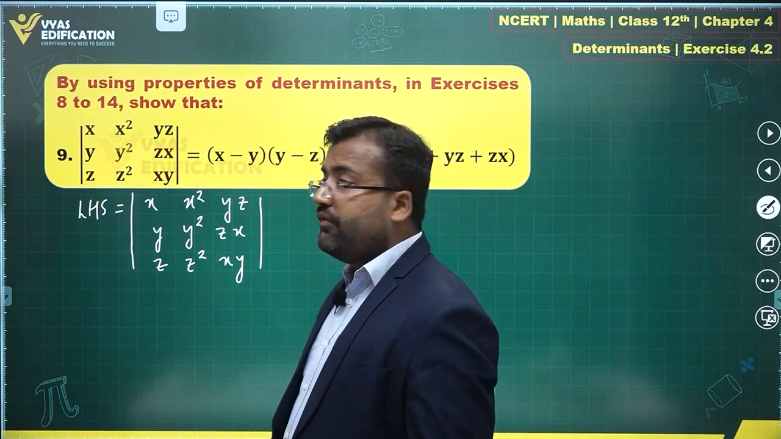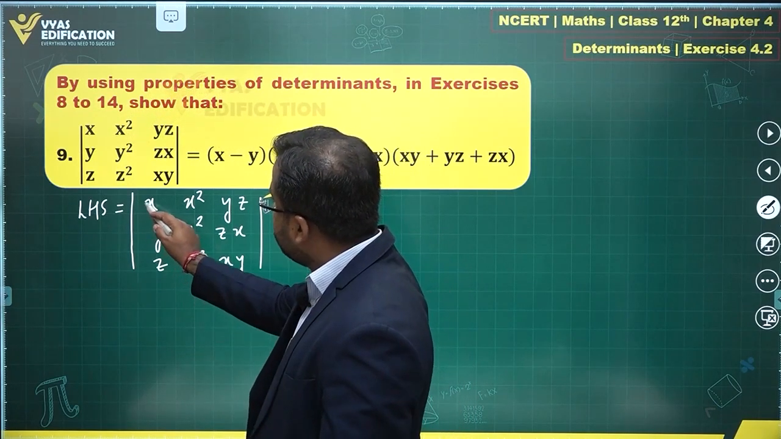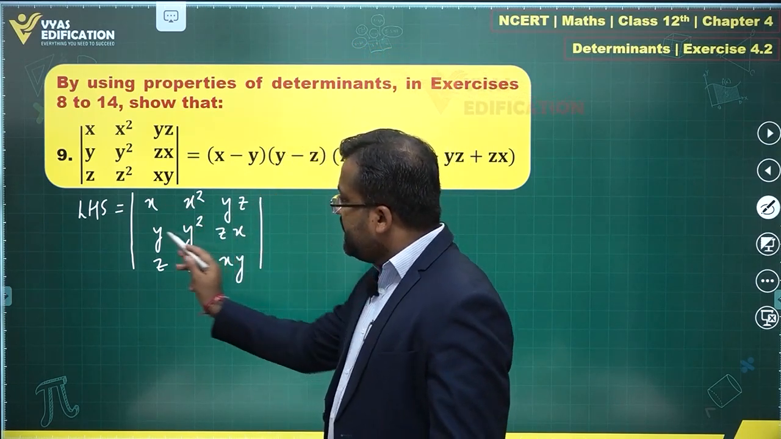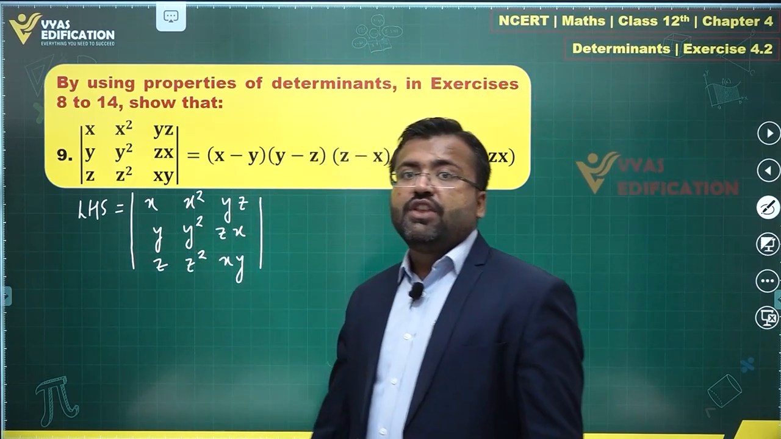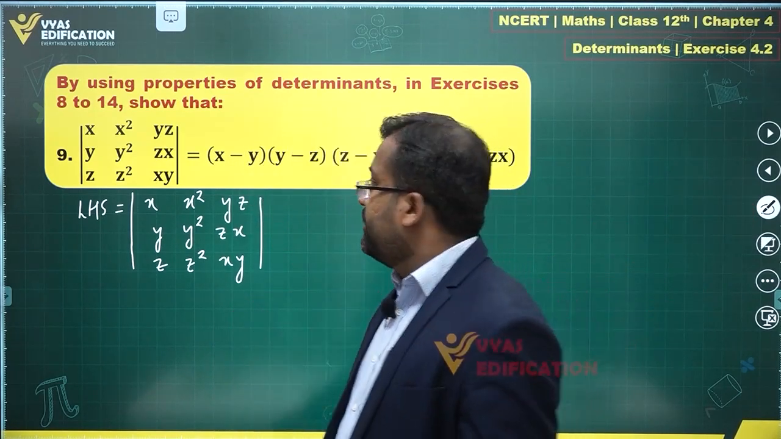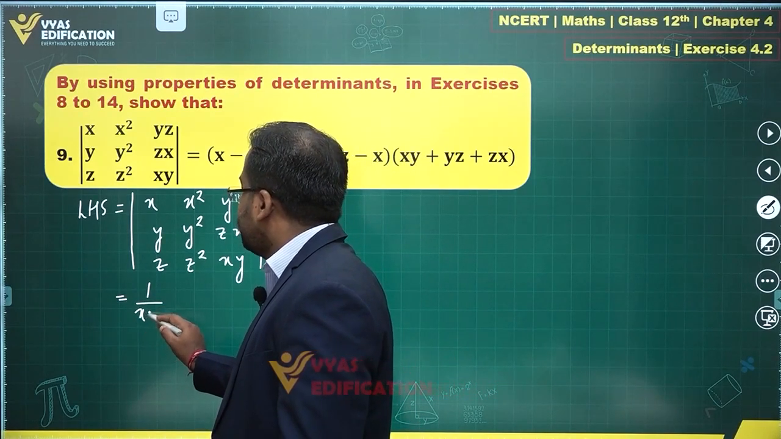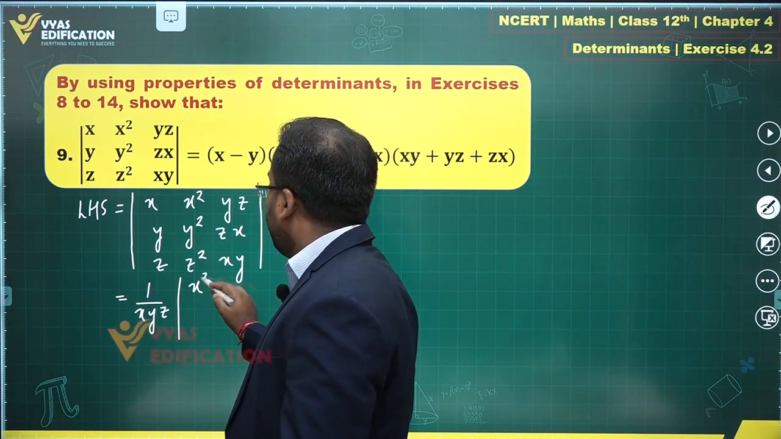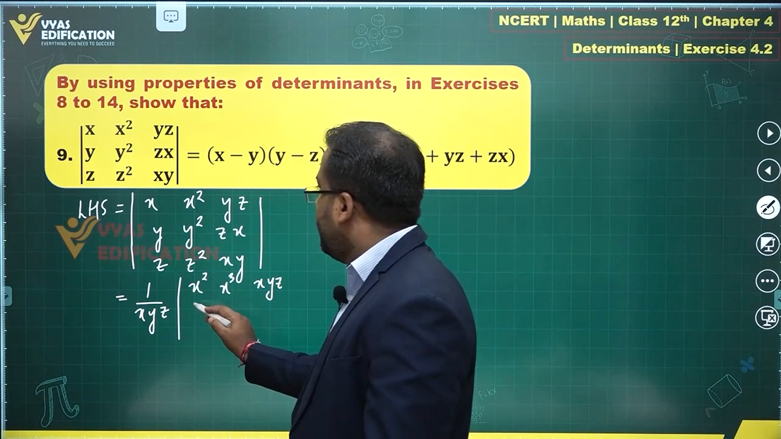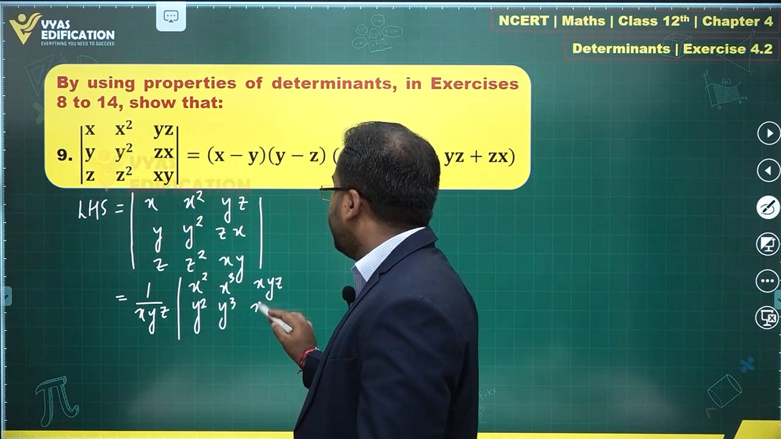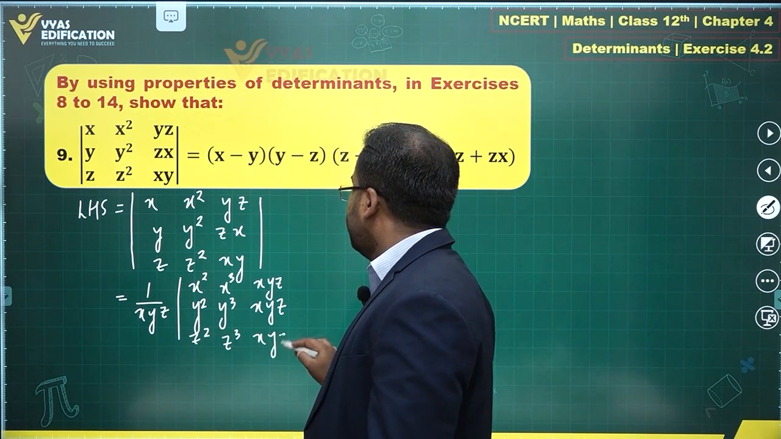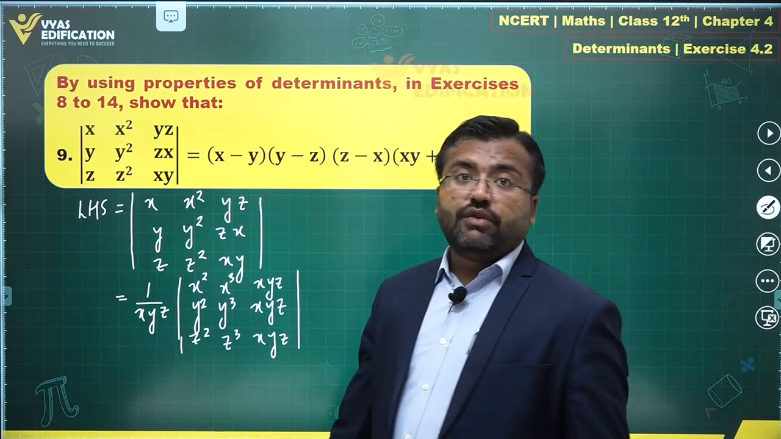So let's do that. What are we wanting to do? We simply want to introduce x over here, so let's multiply this row with x. Let's multiply this with y. Let's multiply this with z. So we are multiplying the determinant by the product xyz, and we'll divide with xyz as well. What we'll get is x cube, x power 3, xyz; then y square, y power 3, xyz; z square, z power 3, xyz. This is what we have in the product over here.